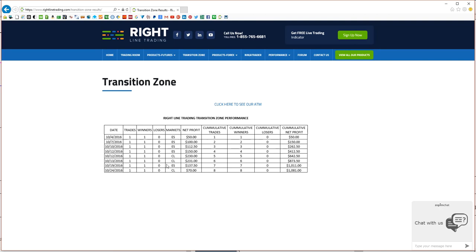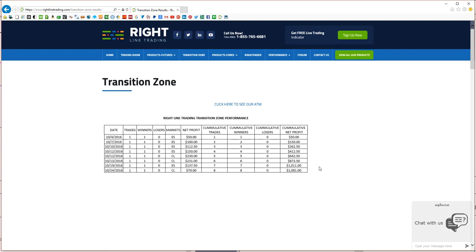On 10.13, we had a crude 231. I don't know how we got $1 in there. On the ES, we made 137.50, and then crude we made 70. So on 1, 2, 3, 4, 5, 6, 7, 8 trades, we're 8 for 8. The profit's 1,081, and it's only for this month because the system's only been operational in October, and we've yet to take a loser. And that's really the key.